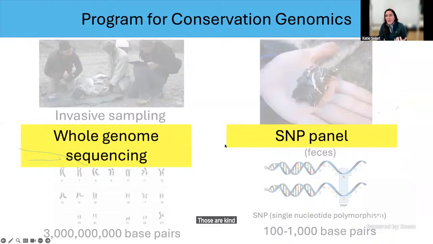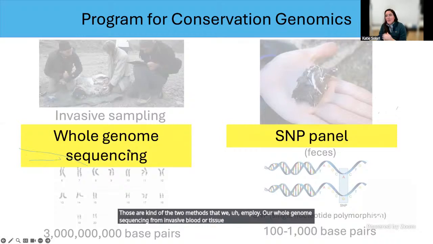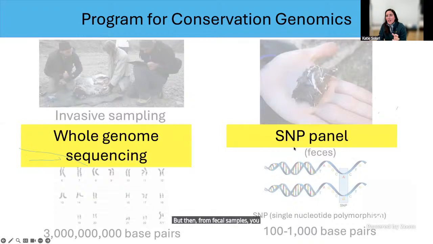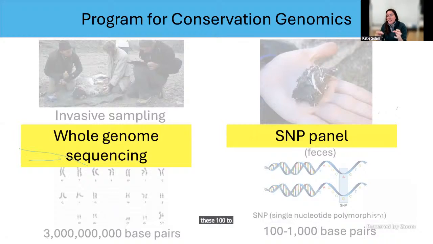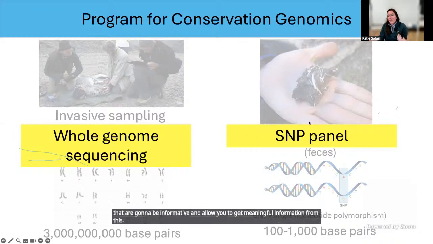Those are the two methods that we employ: whole genome sequencing from invasive blood or tissue samples, where you sequence the whole genome, and then from fecal samples, you can employ a SNP panel where you just pull out these 100 to 1,000 SNPs that are going to be informative and allow you to get meaningful information from this marginal sample.